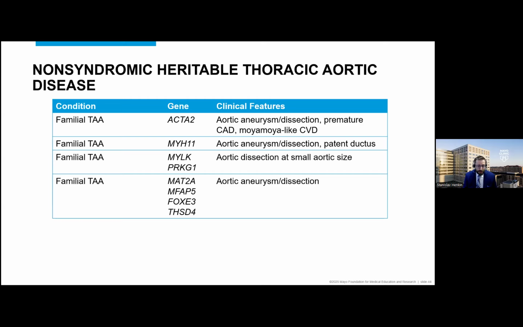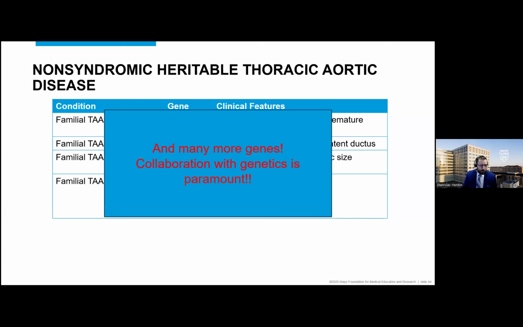MYH11 is the other one. The association usually is the PDA. MYLK and PRKG1 are really important to identify because usually they get aortic dissections at small aortic sizes. So these patients dissect at 4 centimeters, 4.2 centimeters. So these are critical patients to identify so you can prevent catastrophe here. And there are a lot more genes that are identified. There's about 30 to 35 genes that are included on genetics panels. So collaboration with genetics is paramount.